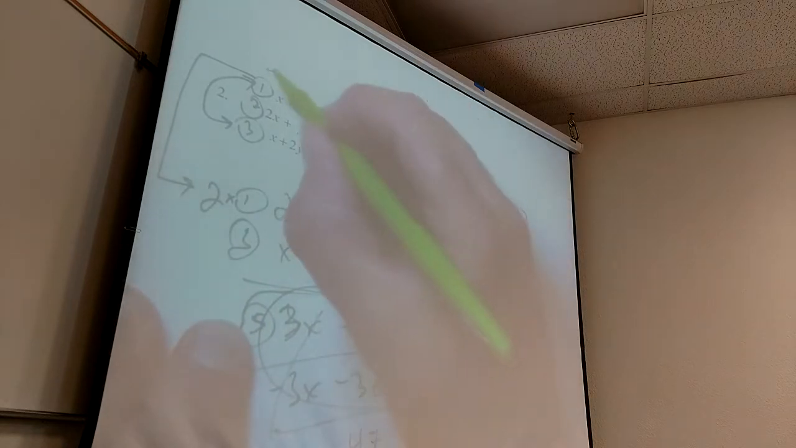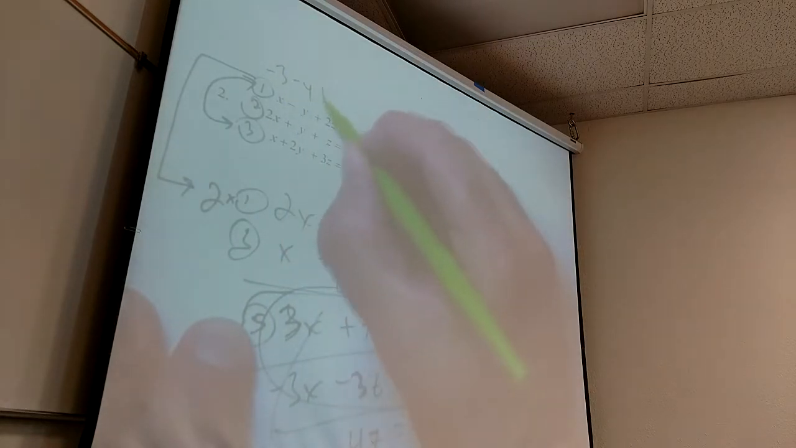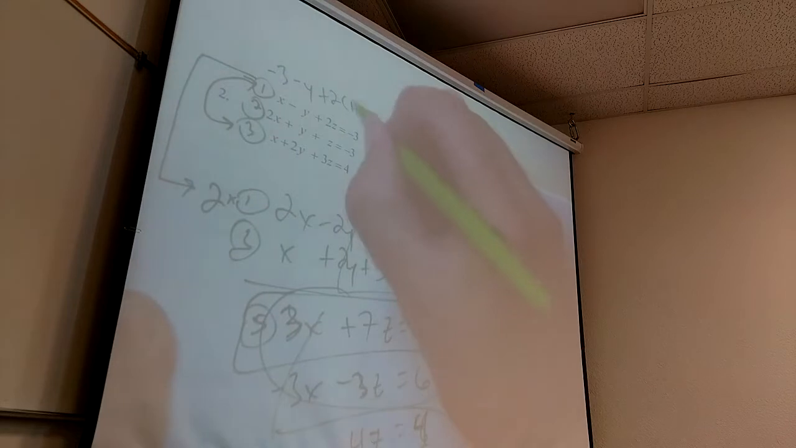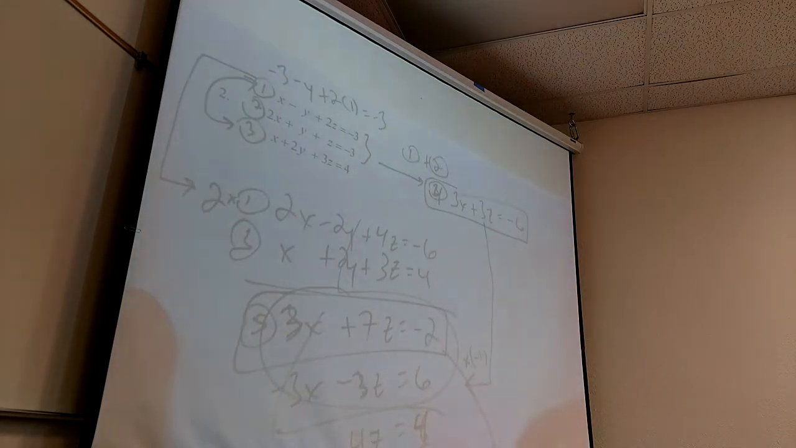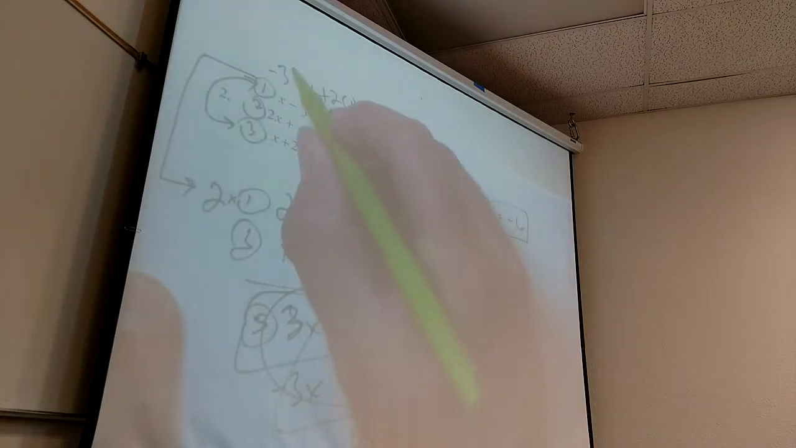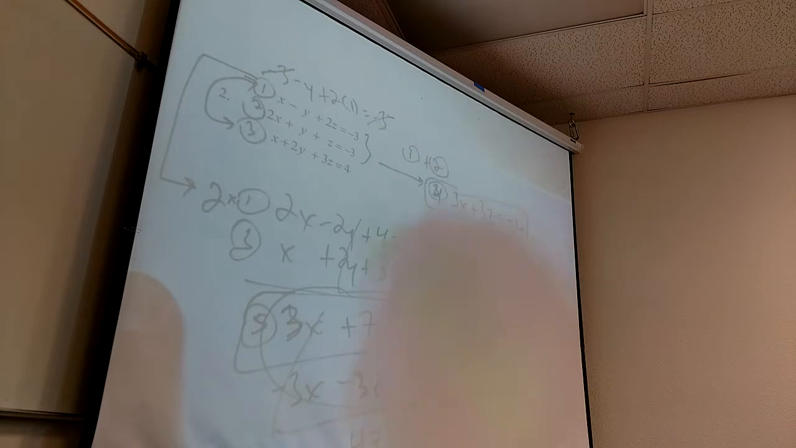X we figured out is -3. Don't know what y is. Z we figured out is 1. Let me see if you guys can handle this. Well, if you solve this, the 3's cancel. You guys see that? If you add 3 to both sides, and then if I add y, I get y equals 2.